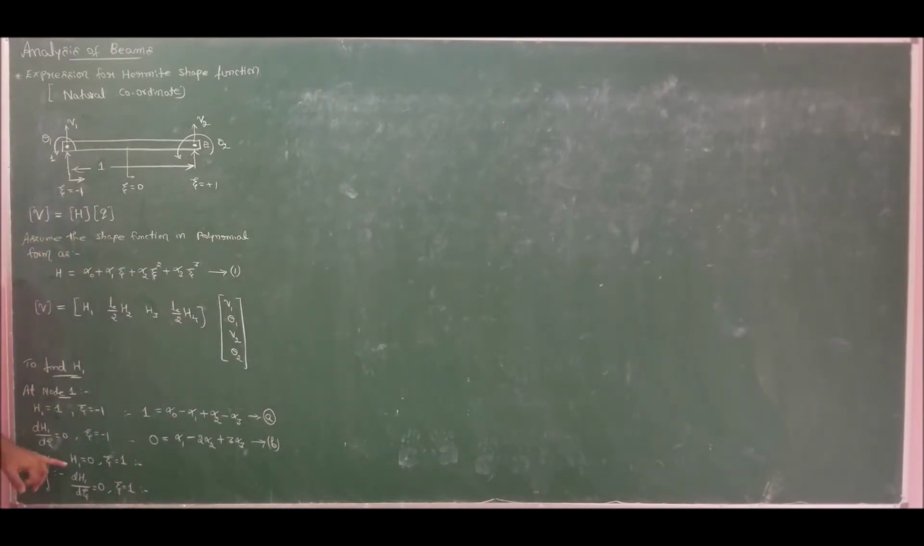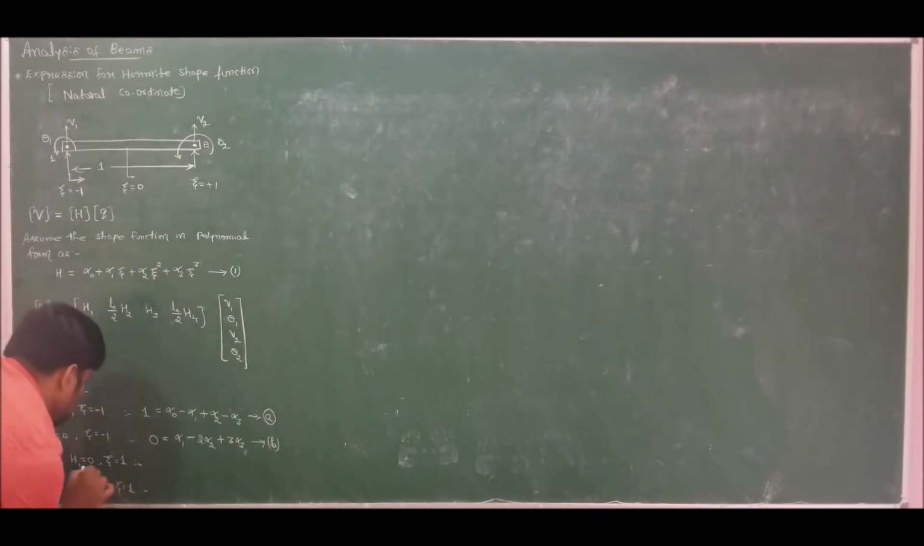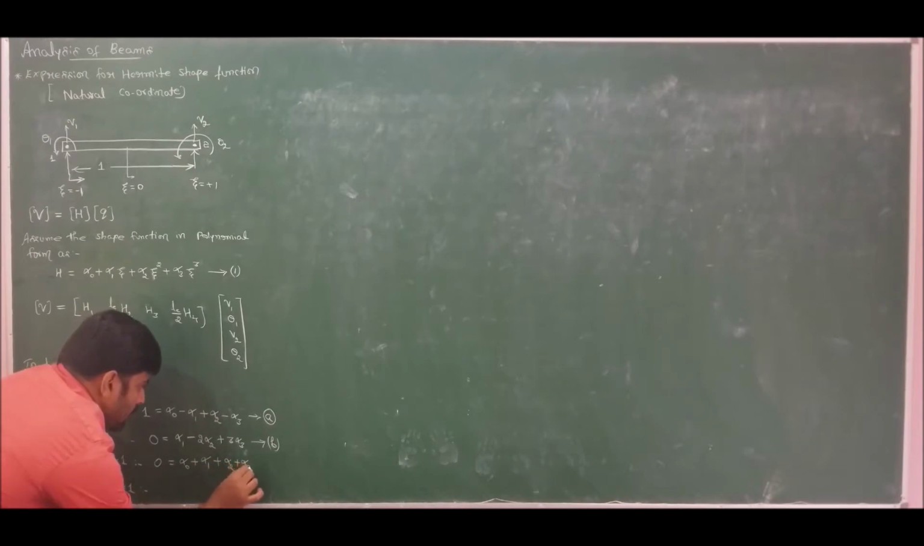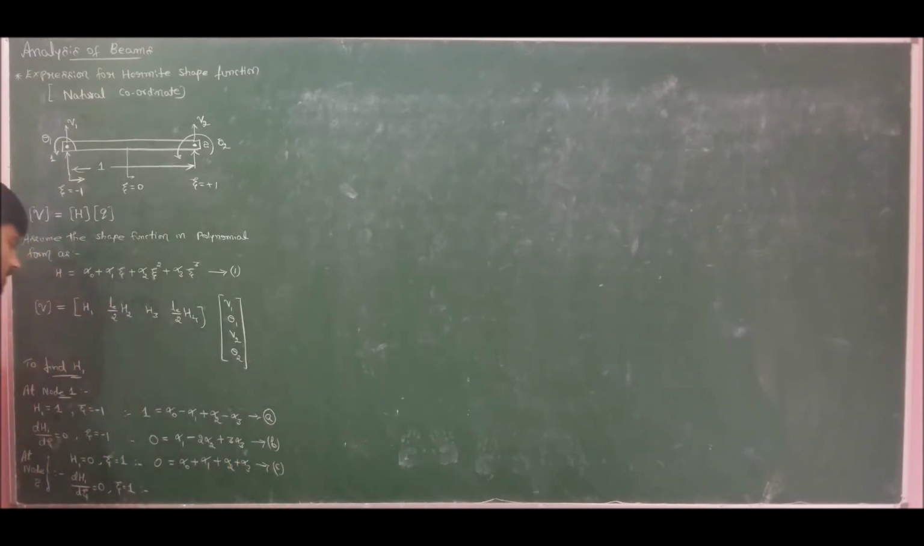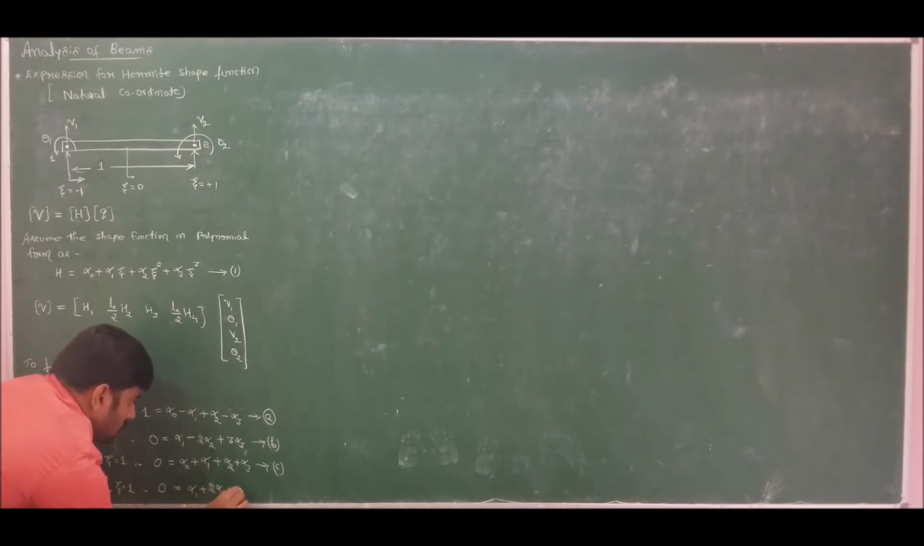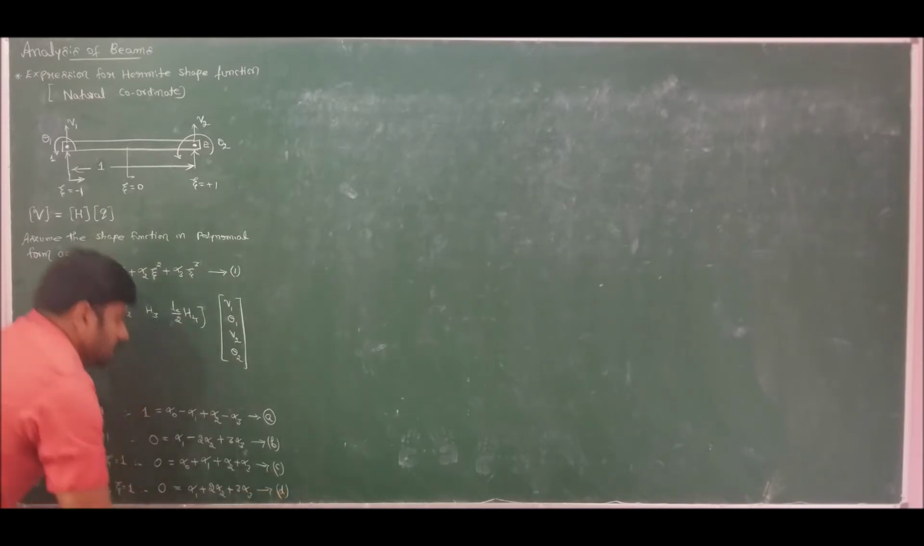Now substitute the third condition, that is h1 is 0 when zeta is 1: 0 is equal to alpha naught plus alpha 1 plus alpha 2 plus alpha 3. Take it as equation C. Now the derivative is 0 and zeta is 1. Differentiation of this with respect to zeta equals 0, so I will get 0 is equal to alpha 1 plus 2 alpha 2 plus 3 alpha 3. Take it as equation D.